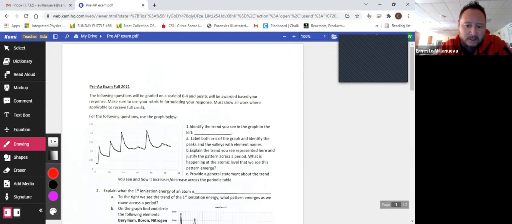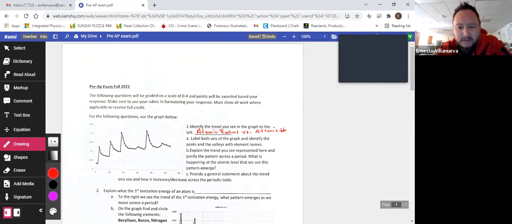It says, identify the trend that you see on the graph to the left. Well, this is really simple. If you look at the 3 graphs that you were supposed to make, you should have been able to recognize, because you have them in your notes, that this is the periodic trend, atomic radius versus atomic number. That's all you had to put for this one. Super, super easy, okay?